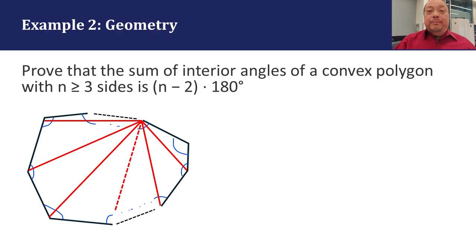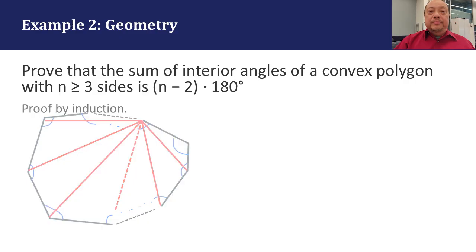Some of you may have proven this in your geometry class where you divide the polygon into triangles. Each triangle has 180 degrees. And then you count the number of triangles, which is n minus 2. So the total is equal to n minus 2 multiplied by 180 degrees. That's a nice proof, and it's actually related to the proof by induction that we'll do here.